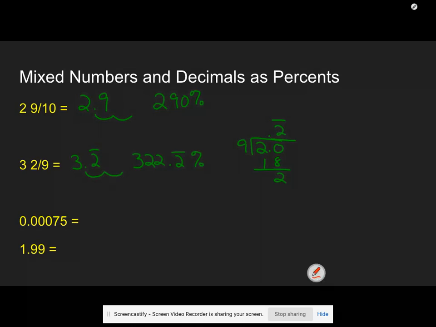I'm giving you, in the next one, the decimal. You need to obviously make it into a percent. So I'm going to move my decimal 2 places. So I have 75 thousandths is my decimal. 75 over 1,000. If I divide by 25, I'm going to end up with 3/40ths, like that.